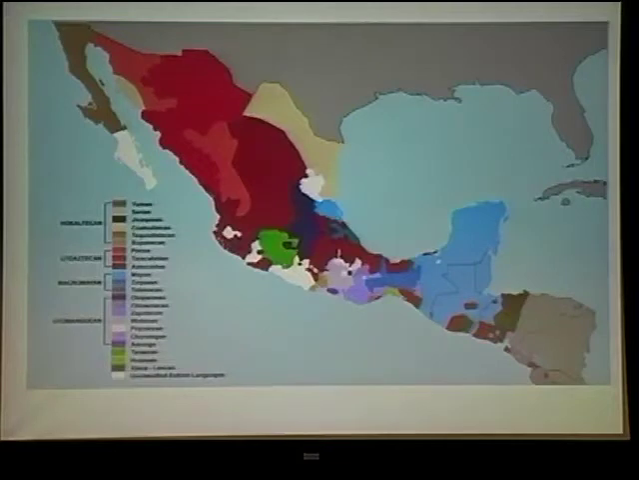Often Maya and Aztec get confused. Aztec culture was centered in central Mexico, in this area. Maya culture is here. Southern part of Mexico, the peninsula of Yucatan, all of Guatemala, Belize, Honduras, El Salvador, and then it sort of stops.